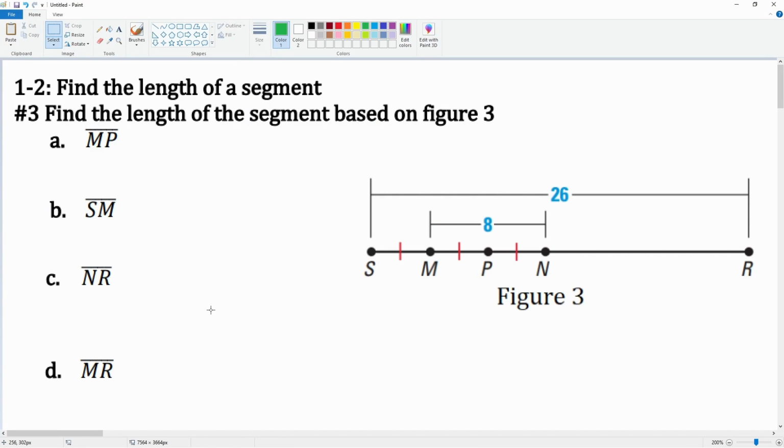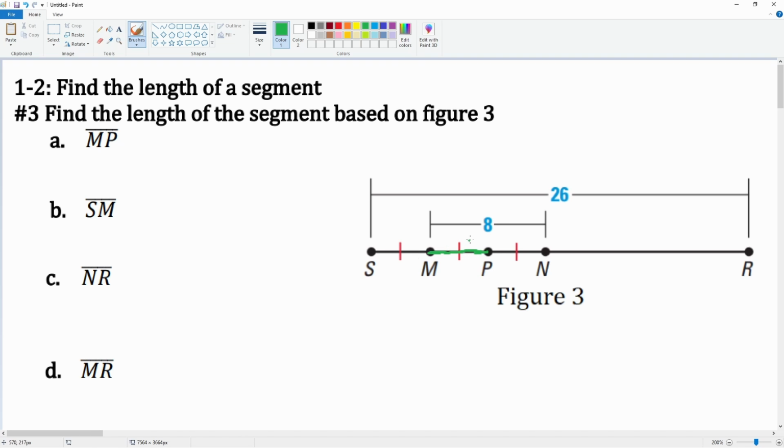1-2. Find the length of a segment. Number 3. Find the length of the segment based on figure 3. A. Line segment MP. Let me highlight that in green. It is this piece right here. This red hash indicates congruency.